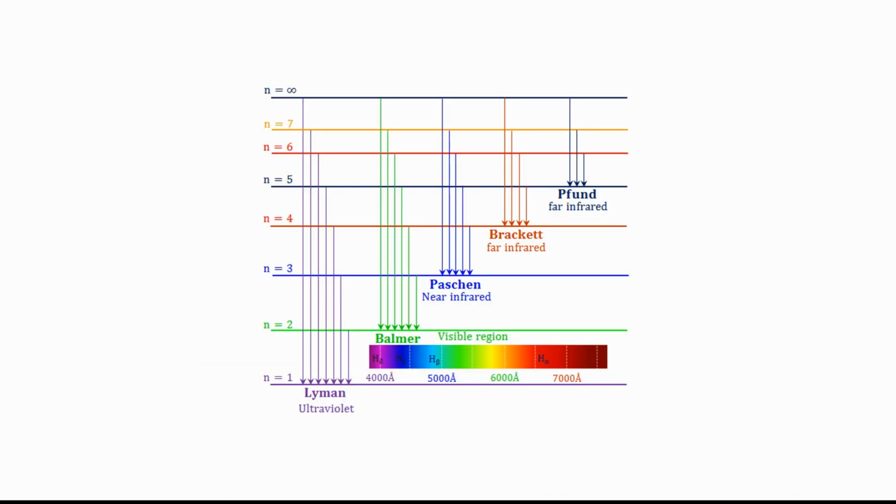So in my last class I have already discussed the energy levels of the hydrogen atom, and the pictorial representation of the energy levels of the hydrogen atom is just like this. The first one is the Lyman series, and the next ones are Balmer, Paschen, Brackett as well as Pfund.